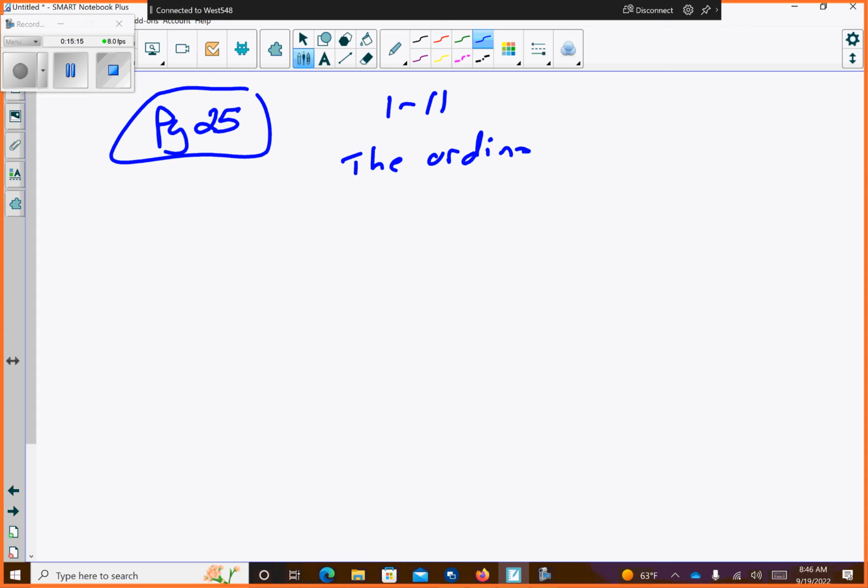This is on page 25. This is 1-11. It says the ordinal data problem.